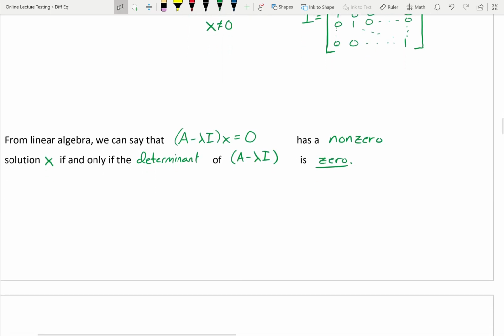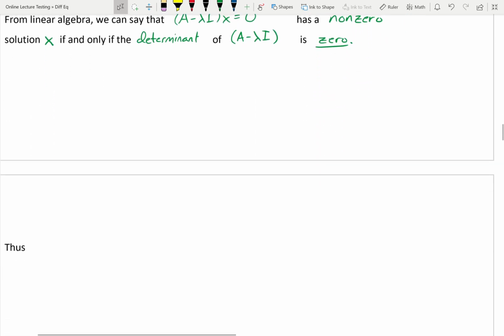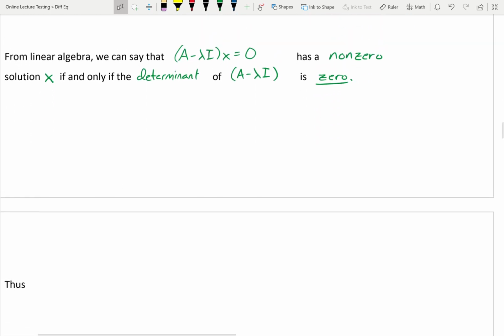So what this means, and this is different: when we're finding a fundamental set, we need to take the determinant and set it so that it is non-zero. However, if we're finding non-zero solutions of A minus lambda I, we want the determinant to be 0 for this particular matrix. This is the only one that's going to require that it be 0. Everything else is non-zero, so make sure that you note that.